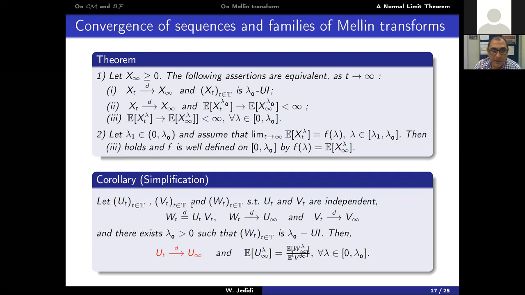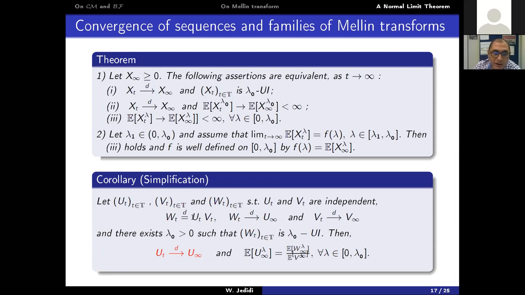Second, as a corollary, we can easily get this lemma. If W is the independent product of two families, U and V, and you know that both W and V converge in distribution, and you know that the original one, W, is uniformly integrable, then you know that W and V converge in distribution. You know nothing about U. If W is uniformly integrable, then U will also converge in distribution.